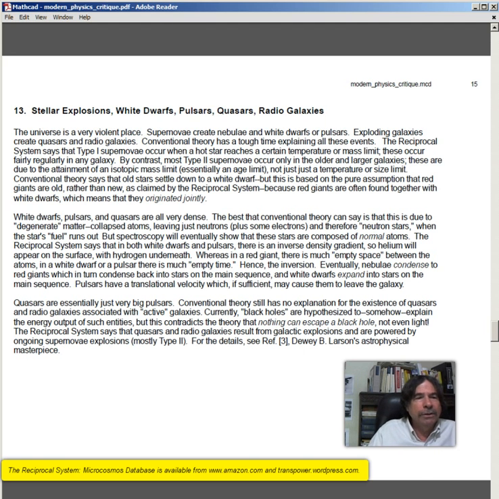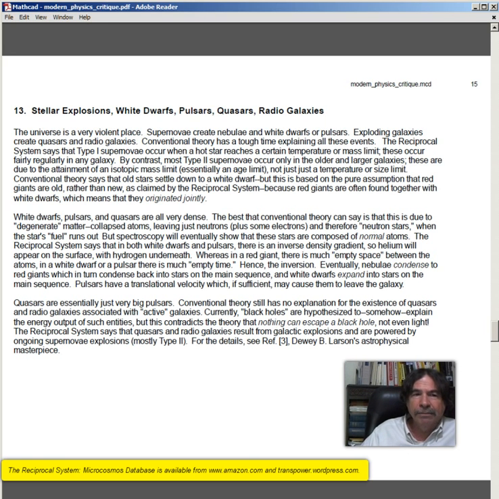White dwarfs, pulsars, and quasars are all very dense. The best that conventional theory can say is that this is due to degenerate matter, collapsed atoms leaving just neutrons plus some electrons, and therefore neutron stars, when the star's fuel runs out. But spectroscopy will eventually show that these stars are composed of normal atoms.